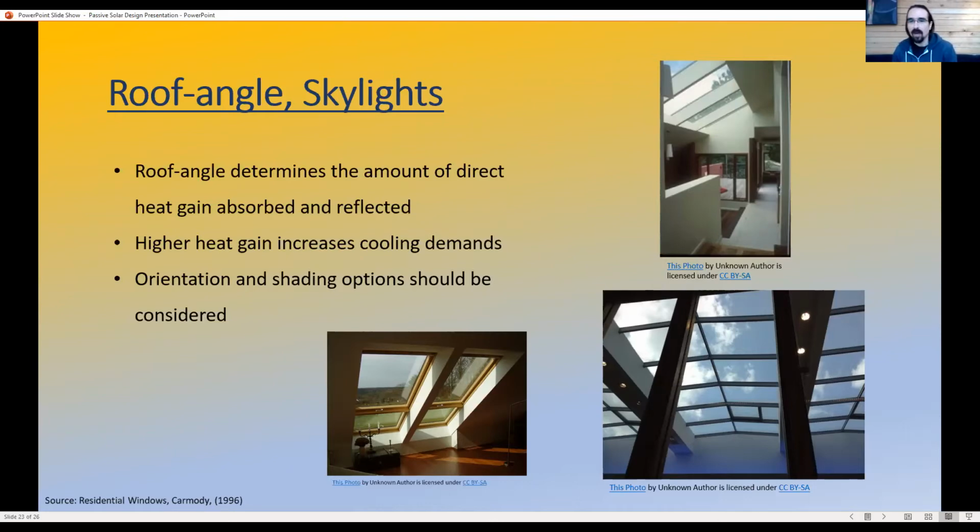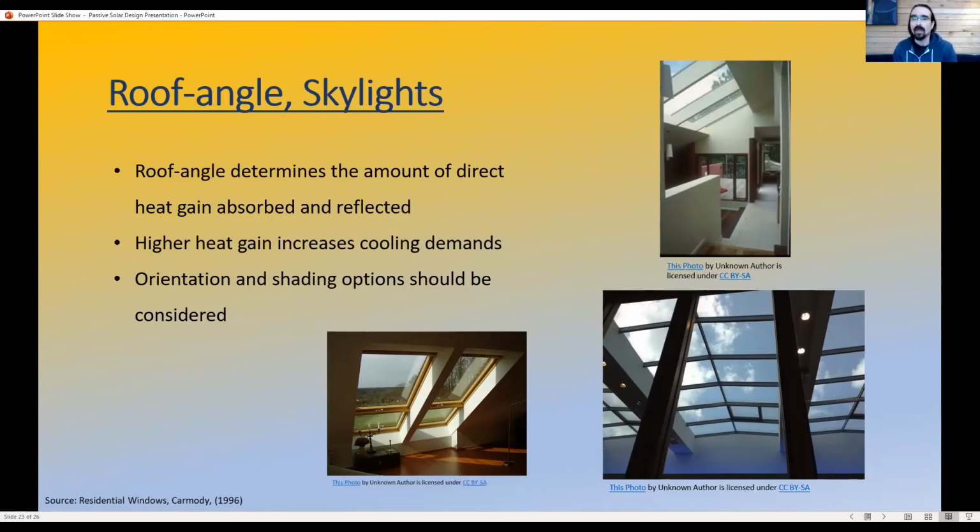You can see a roof like this that has a very shallow pitch and a lot of glazing. That's going to absorb a lot of direct solar radiation throughout the summer. So the cooling loads in this space would be pretty extreme. And the orientation, the angle of the roof could also greatly increase the amount of solar radiation that you're gaining in situations where you want to.